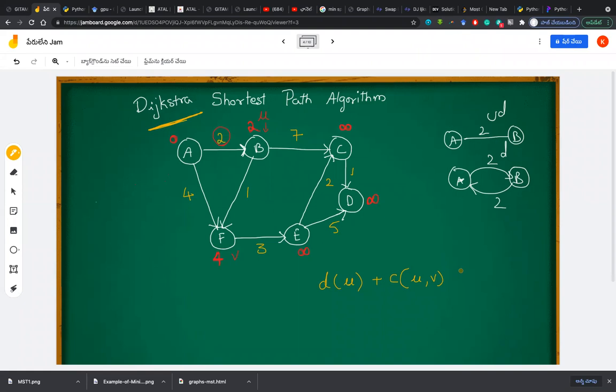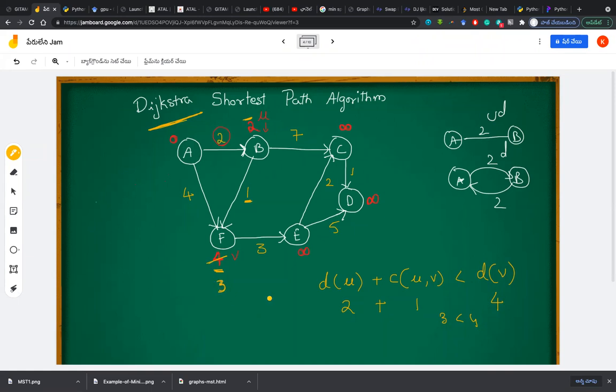If it is less than the distance of V, you see, what is the present distance of V that we have, which I have underlined? Tell me what is the number? 4. So we have 4. What is the distance of U? 2, sir. So what is the cost of U comma V? 1, sir. So 2 plus 1, 3 is less than 4, then the next task that you do is strike off this one and write down the latest weight. So 3.